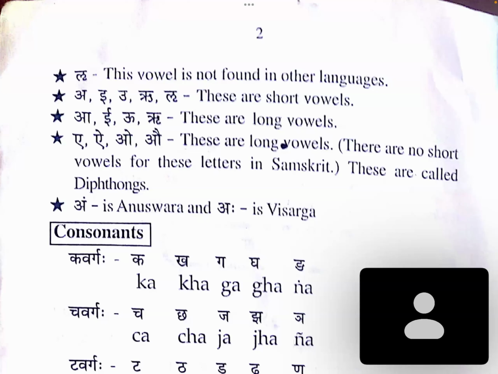These are called diphthongs. Those who have studied English literature know that a diphthong is a combination of 2 vowels together. When you join 2 vowel sounds, it is a diphthong. A and I, like in the word gain, G-A-I-N. In that, A is there, I is there. So that is a diphthong.